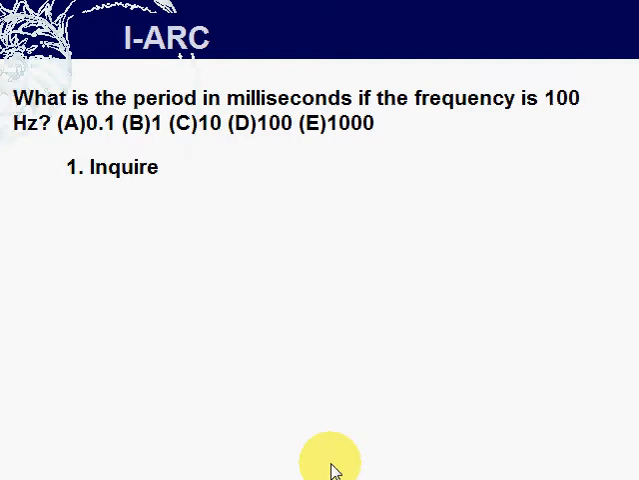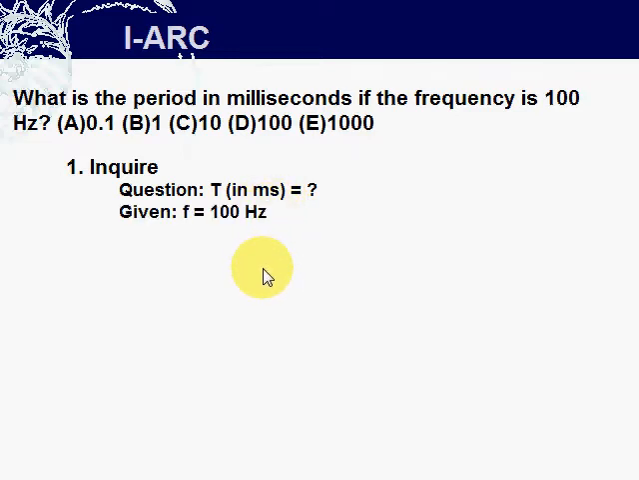Well, step 1. What is the question? Inquire. Make sure you understand the question. Here, I am looking for the period, so I use the symbol T to abbreviate that, as we do in class. And since the period is not required in seconds, but milliseconds, I need to remind myself, this is an alert for myself, that the period needs to be in milliseconds. M stands for milli, S stands for seconds. What's given is the 100 hertz.